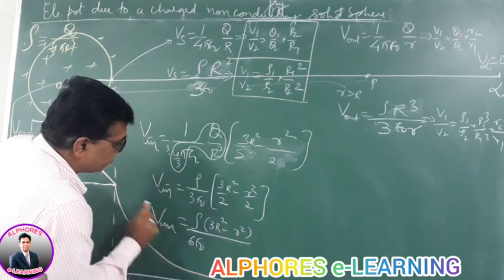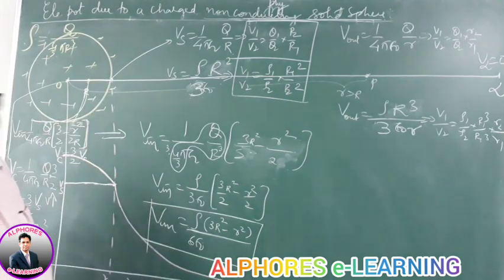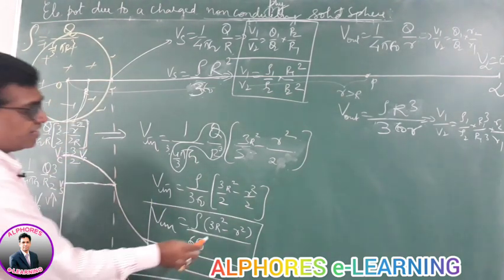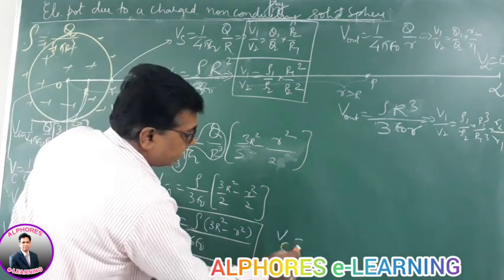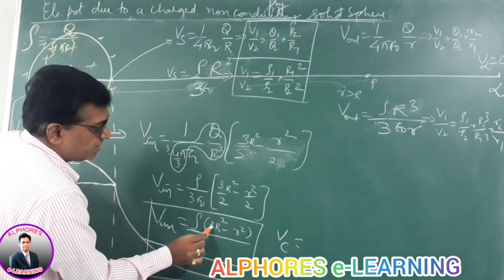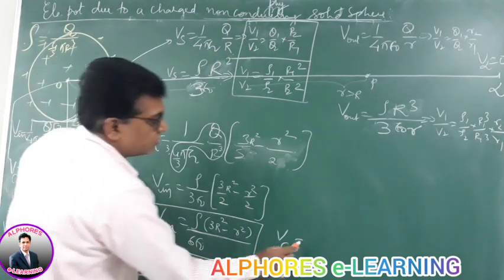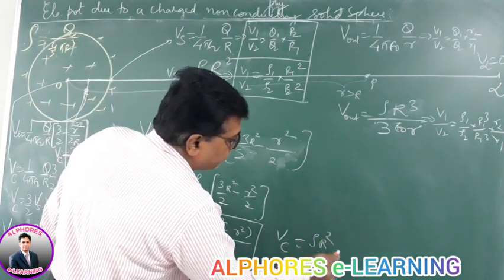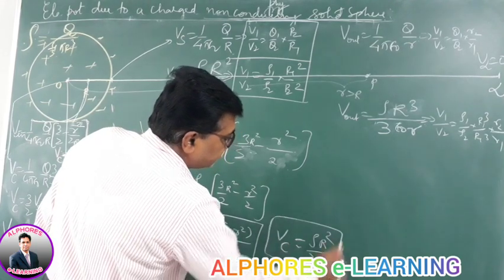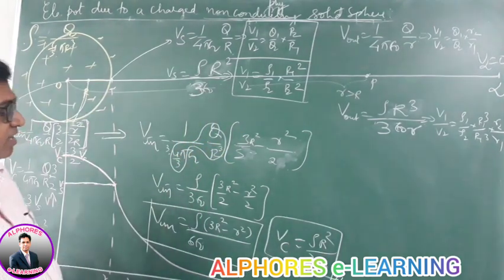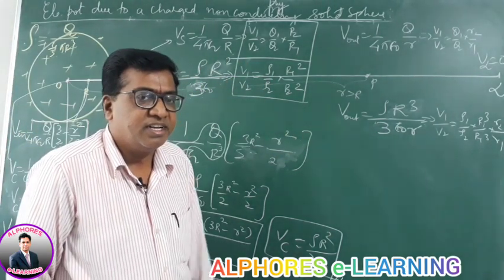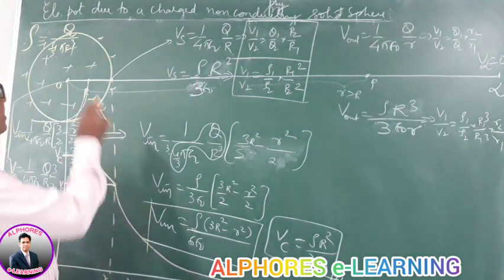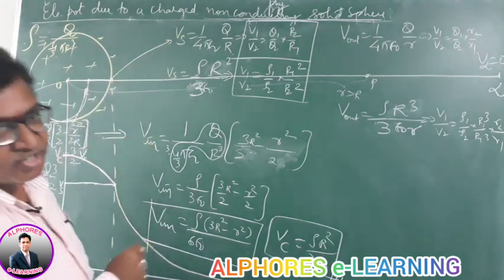Potential at any inside point I can write this. Well, at the center small r is 0. If this is 0, then 3 R square by 6, 3 1s, 3 2s. I get rho R square by 2 epsilon naught. So this way you can find out the potential at different points. Potential at the different points of a charged non-conducting solid sphere.